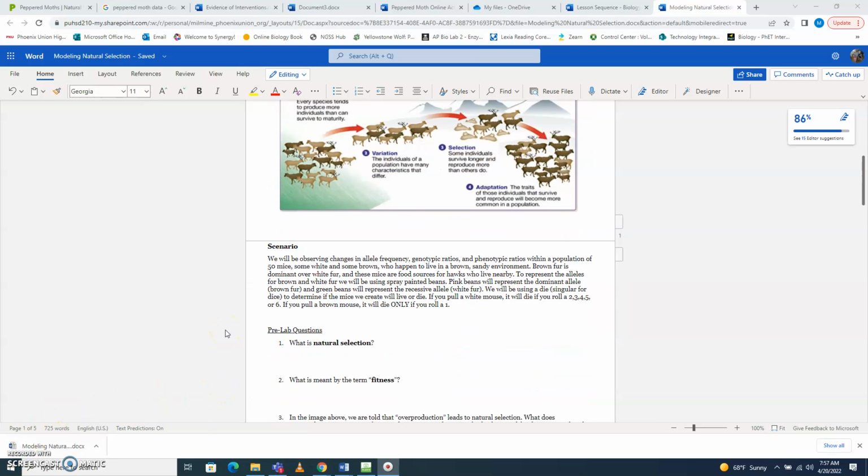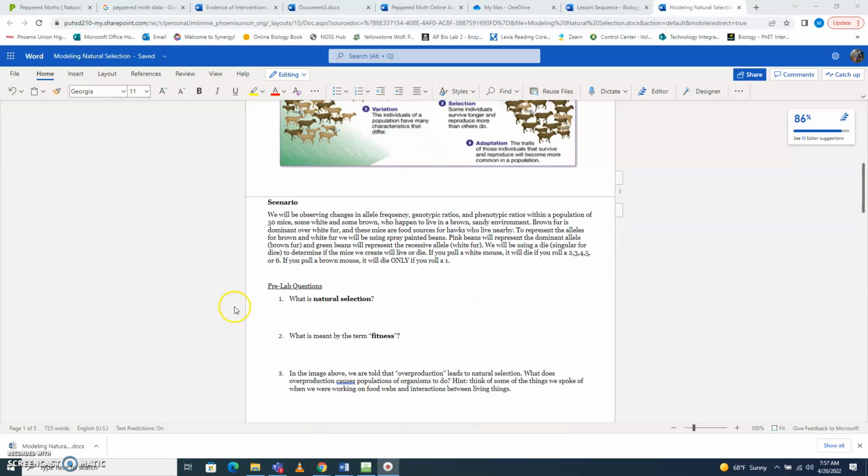Let's look at the scenario. What is the story we're looking at? We will be observing changes in allele frequency, genotypic ratios, and phenotypic ratios within a population of 50 mice, some white and some brown, who happen to live in a brown, sandy environment. So the environment is brown and it's sandy.